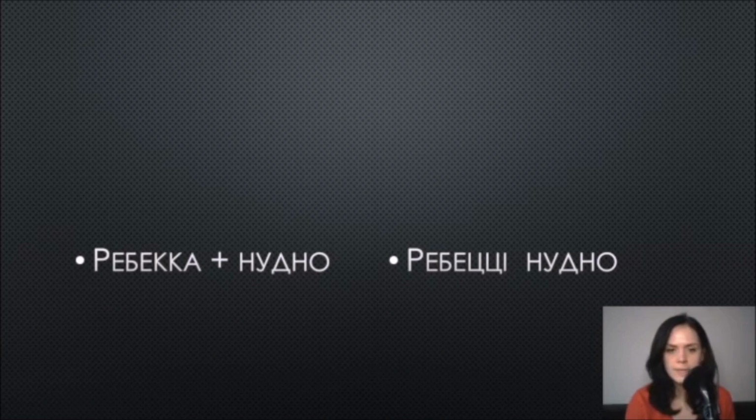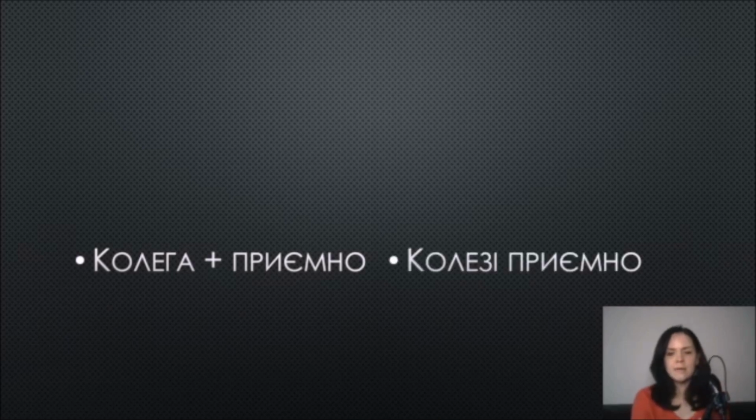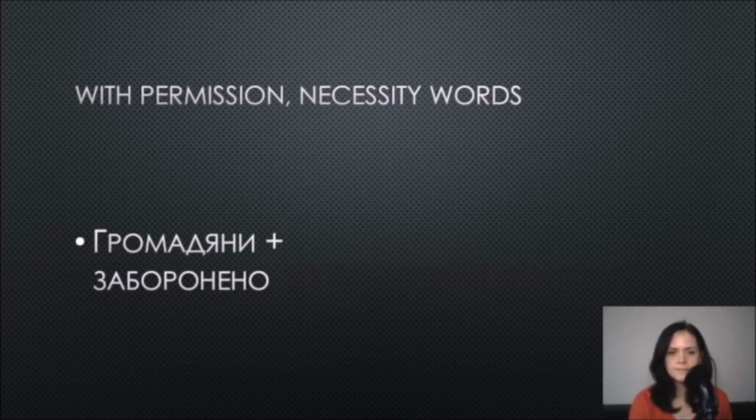Ребеці нудно. Next. Колега приємно. Колега means colleague and приємно means pleased, is pleased. So to say that the colleague is pleased, we will say, remember about the alteration, because there is a h in the end of the stem. It will change to z, and we will have колезі приємно. Колега will become колезі in dative, and that's how we say that the colleague is pleased. Колезі приємно.